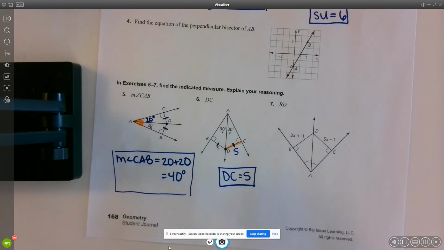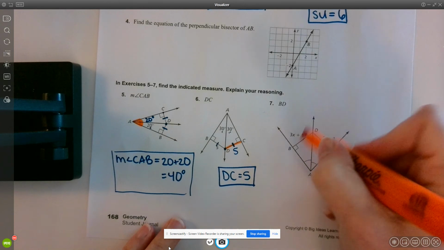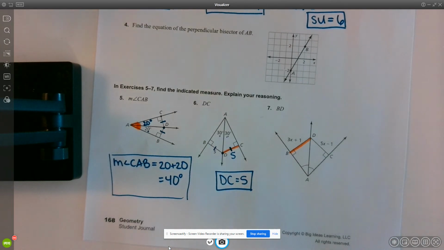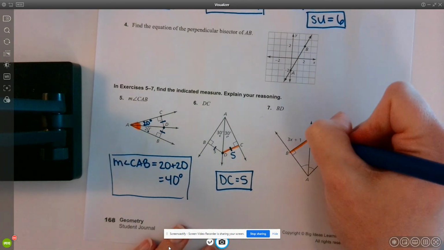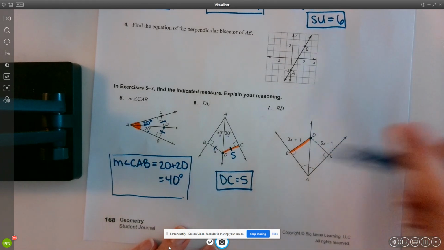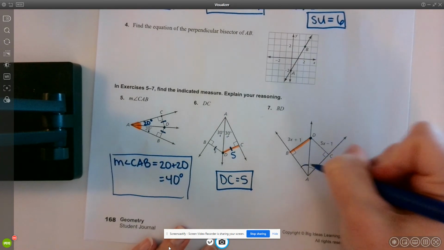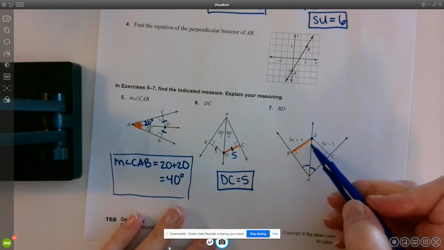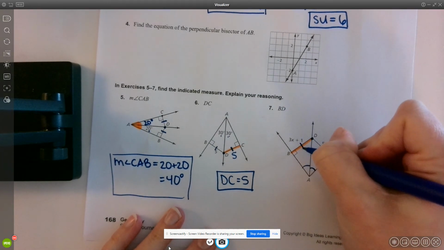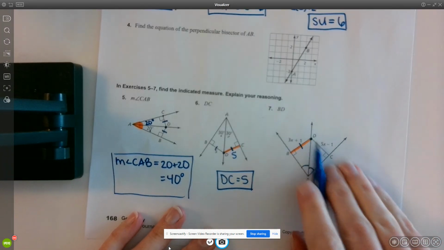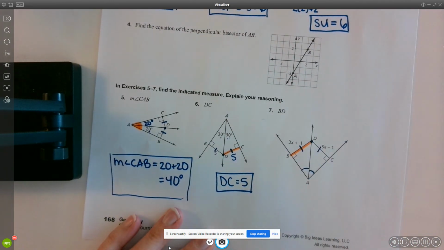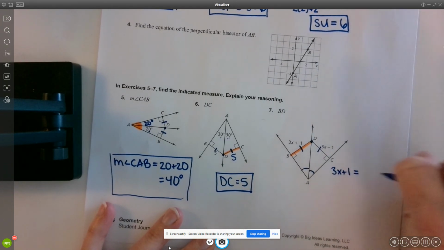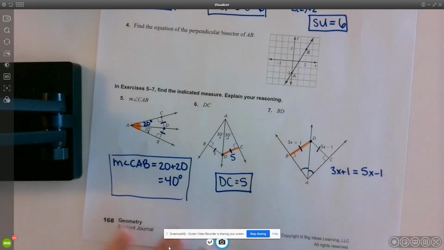Number 7, we need to find the length of line segment BD. I notice, because I see some variables, that I'm going to have to set up an equation. Point D lies on the angle bisector of angle BAC. I know that because these two smaller angles are congruent. They each have one arc. Therefore, this distance, the length of DB, must be equal or congruent to the length of DC. This allows me to set up an equation. 3x plus 1 must be equal to 5x minus 1.